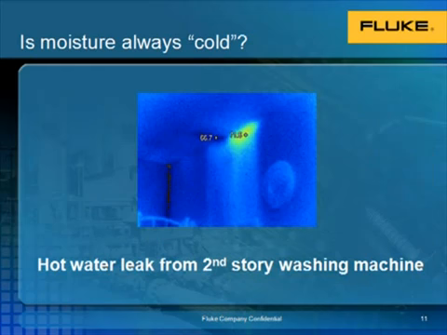This slide illustrates the point that moisture on the interior of a building is not always cold, as you may think. Here we see a water leak from a second-story washing machine. This leads to a thermal signature that is actually warmer than the surrounding wall.